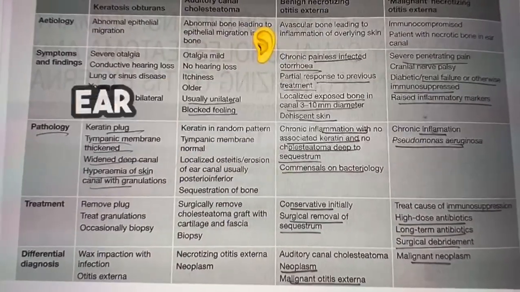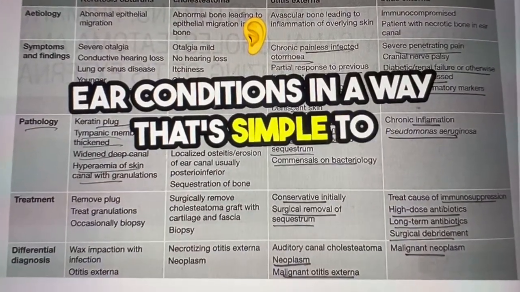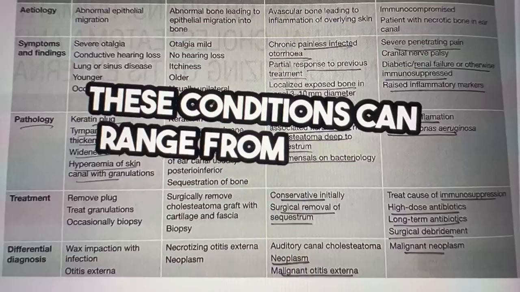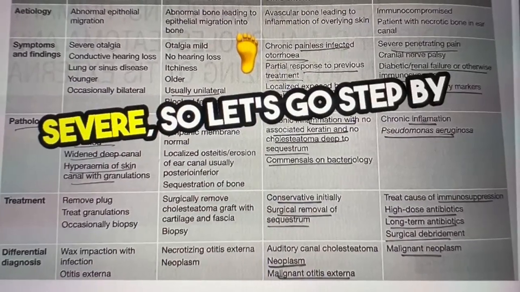General characteristics of a few ear conditions in a way that's simple to understand. These conditions can range from mild to severe, so let's go step by step.